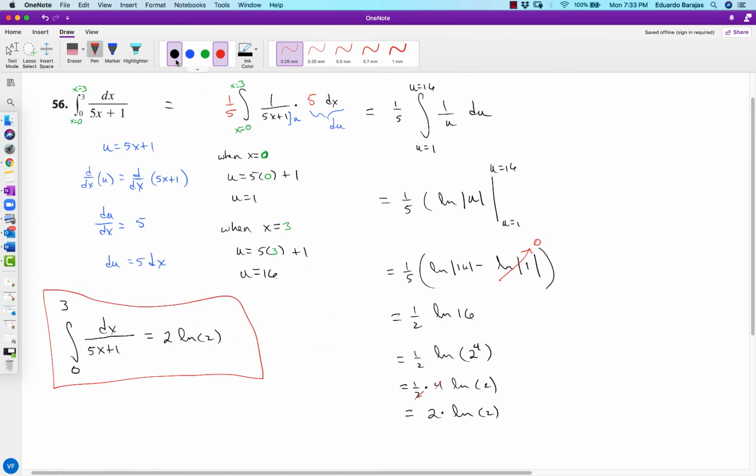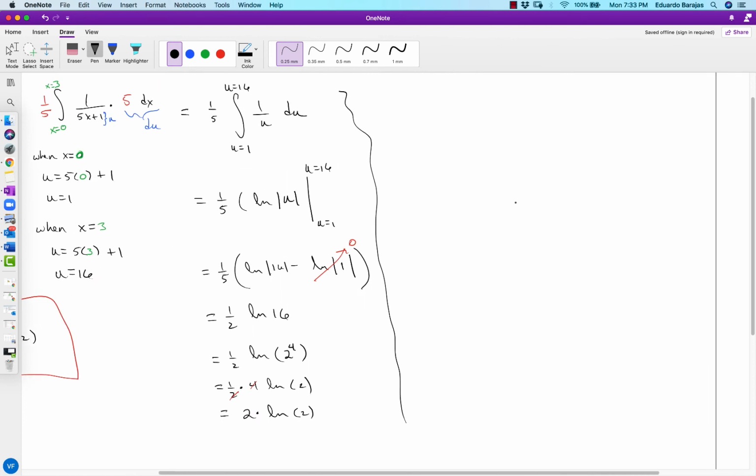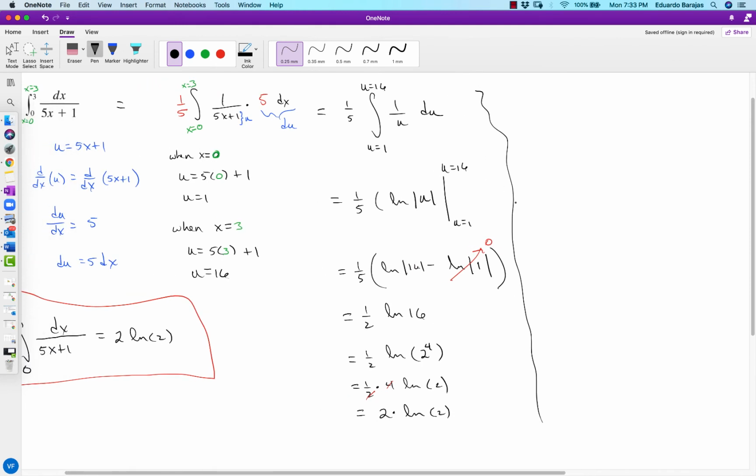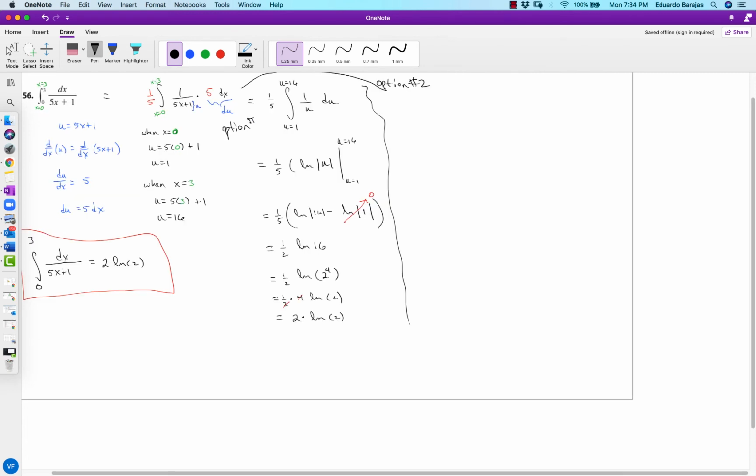Okay, now the other option, very, very similar to this, would be to do the same beginning. Let me zoom out a little bit. So from here, I'm just going to copy that over here and say that that's option 2. Option number 2. This one was option number 1.